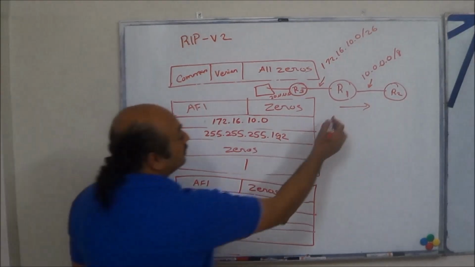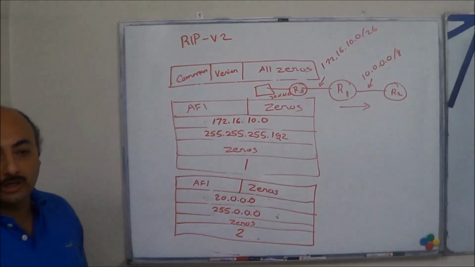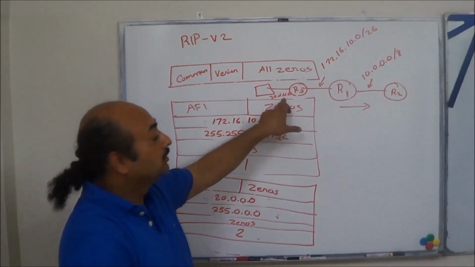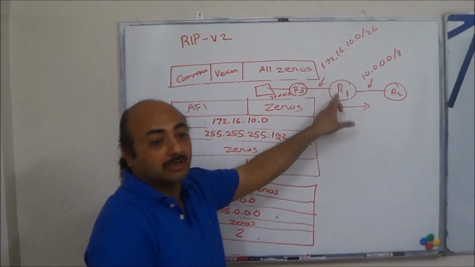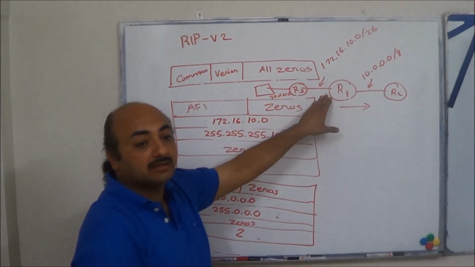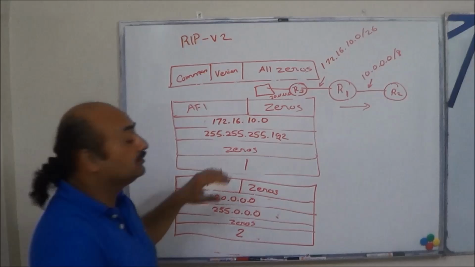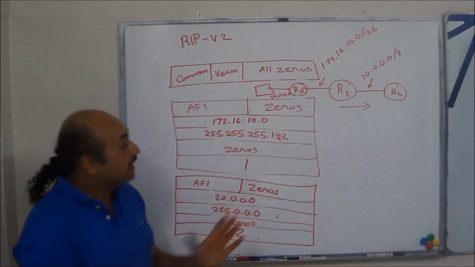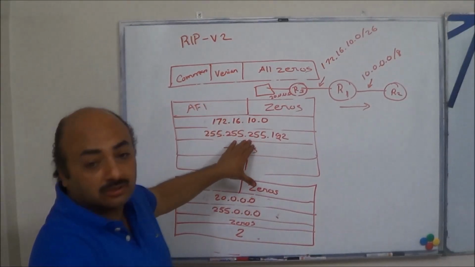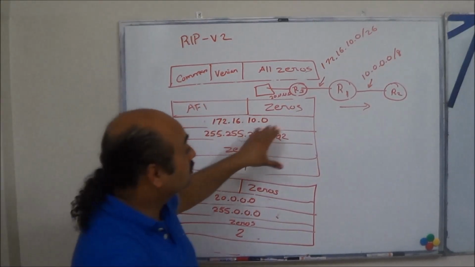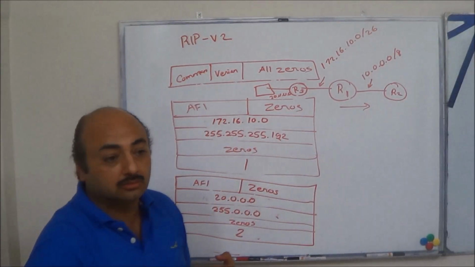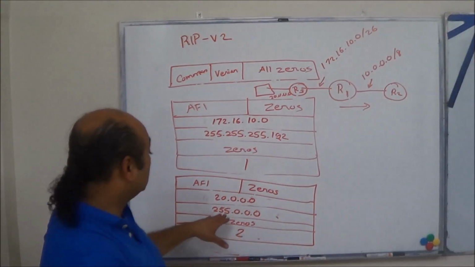Which side? Here. Correct? R3 is saying 20 is directly connected to me. So R1 will install it with 1, but advertise it with 2. Now 172.16.0.0 is directly connected, so it is advertising it with 1. Is this clear? So now when R2 receives this update, it already has the subnet mask with it. Is it going to depend on any of these interfaces to make a judgment? No, it's not. So that's an advantage. Similarly, for this one.